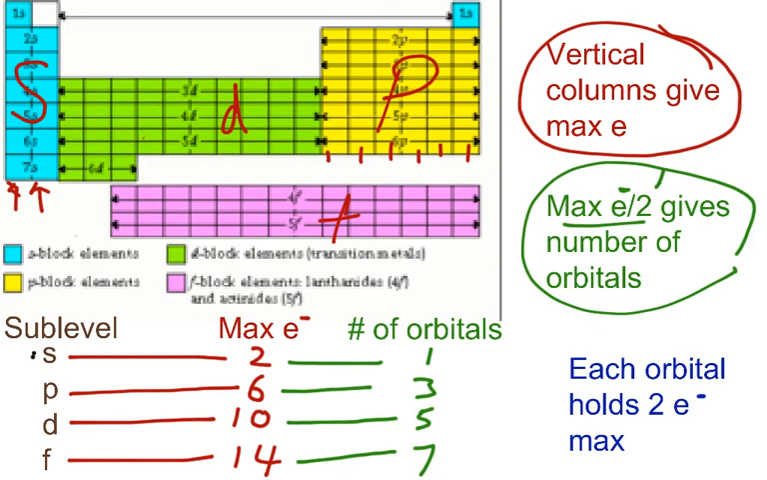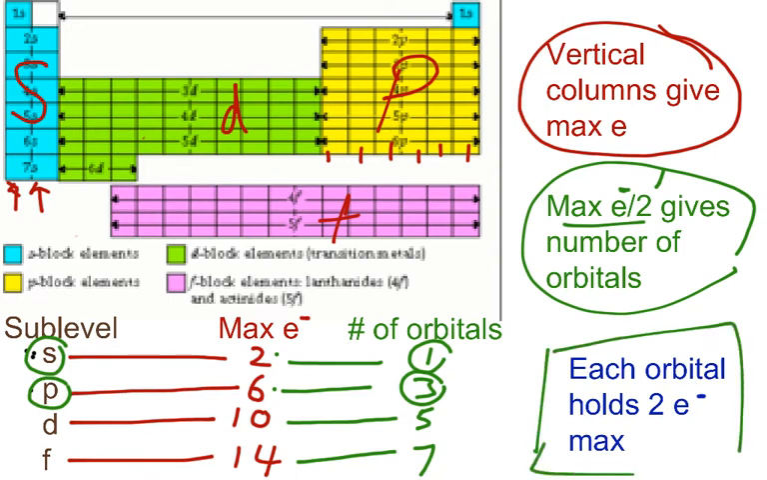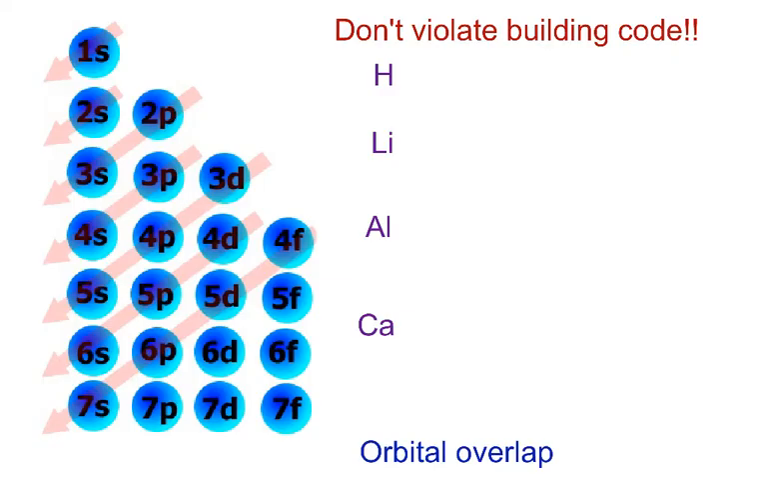Now what is that telling us? That's simply telling us that the S sublevel always has 1 orbital, which holds 2 electrons. The P sublevel always has 3 orbitals. That will give me 6 electrons max, and so on. So remember, each orbital can hold a maximum of 2 electrons. That's why we have that nice relationship between these numbers. So we can start now to write electron configurations.